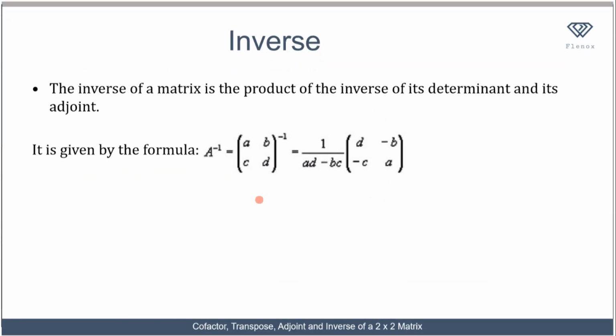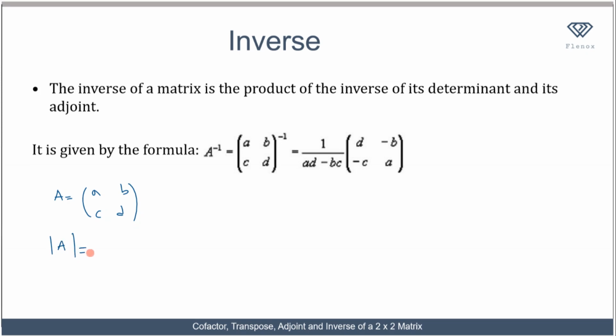So let's talk about the inverse of a matrix. The inverse of a matrix is the product of the inverse of its determinant and its adjoint. So let's look at this matrix now. Let's find the determinant. Let's consider a matrix A in which you have A, B, C, D. So now what will be the determinant of the matrix A?